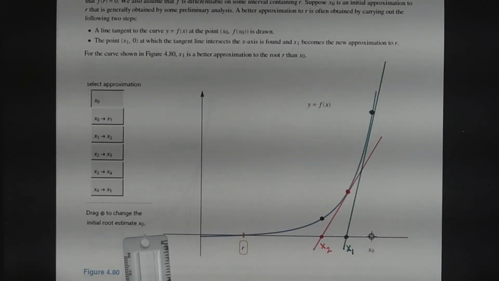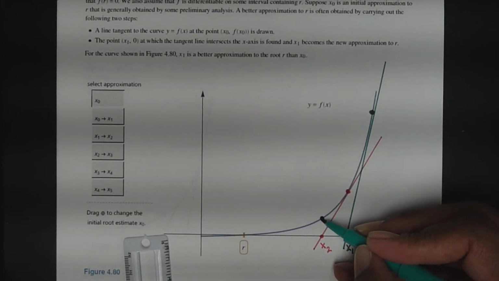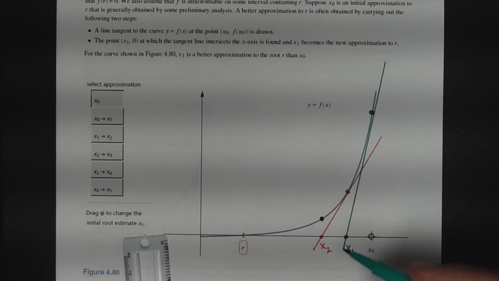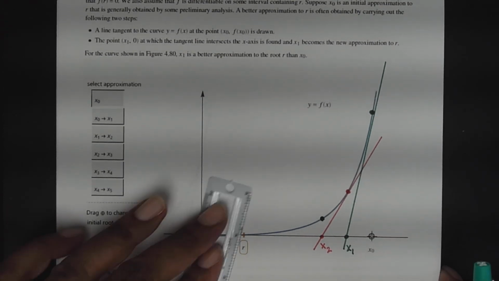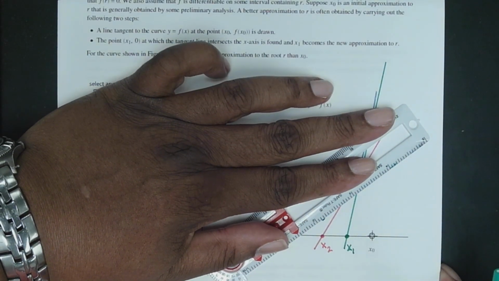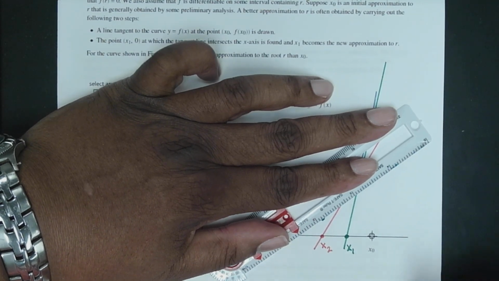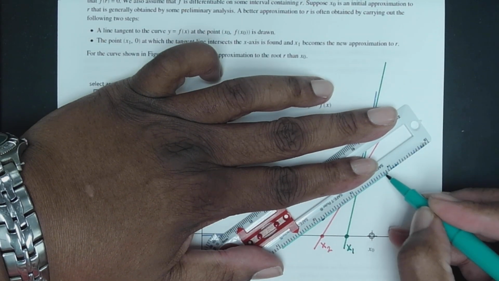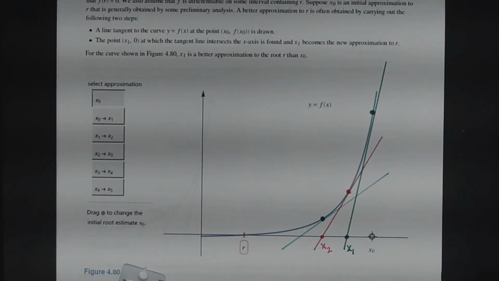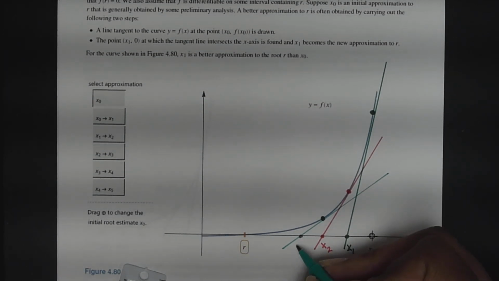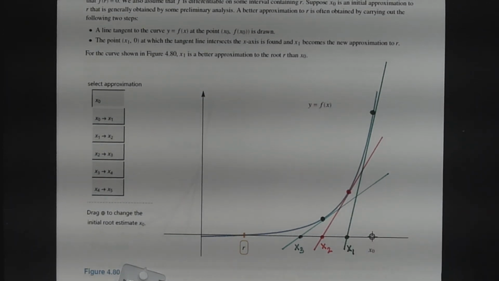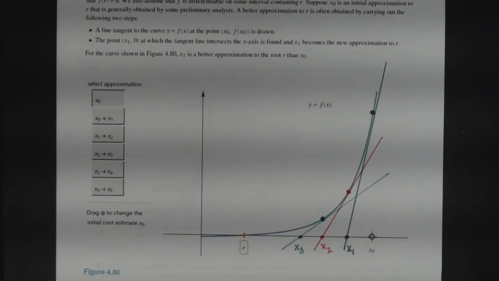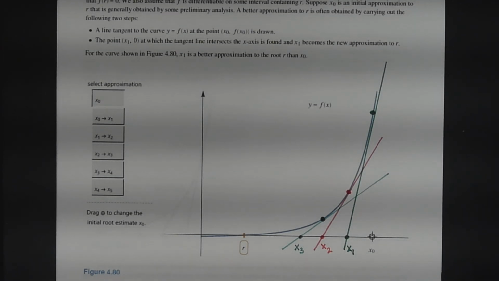Now x2 is my new approximation. The point at x2 is right here on that graph of y equal f of x. And now I'm going to draw another tangent line. And that tangent line will cross the x-axis at x3. That would be my new approximation.